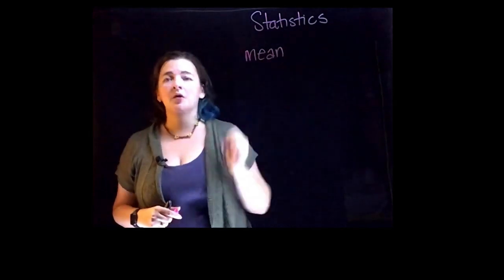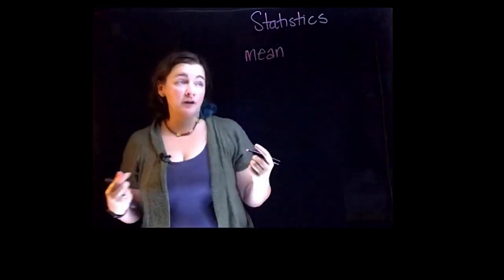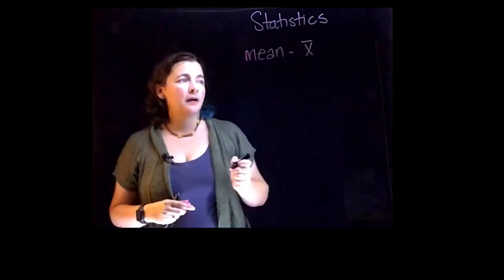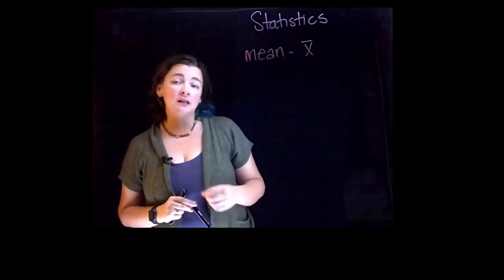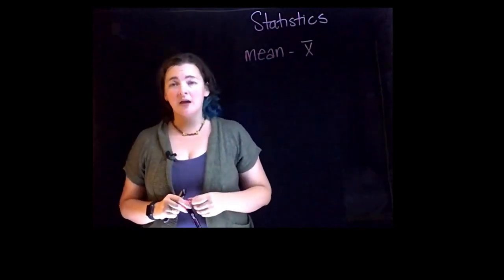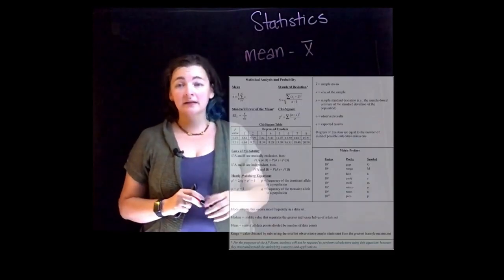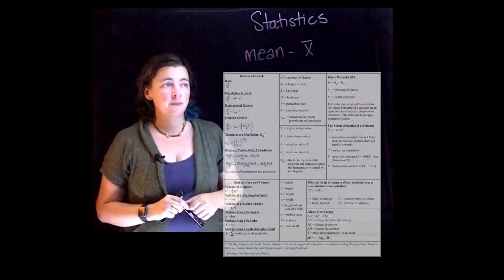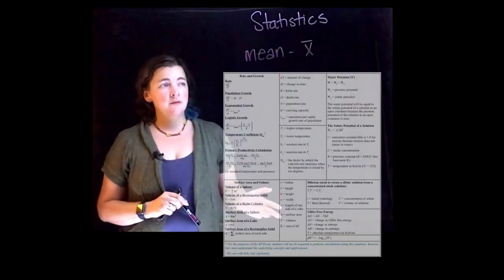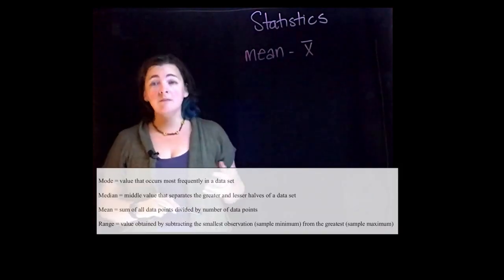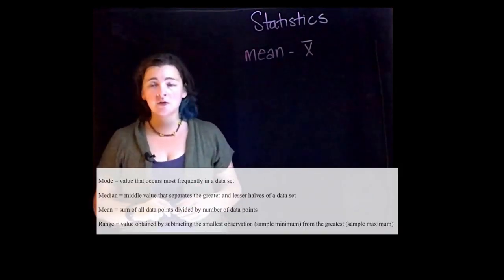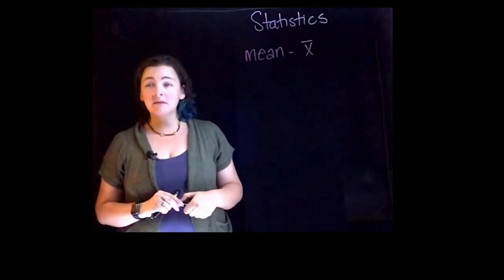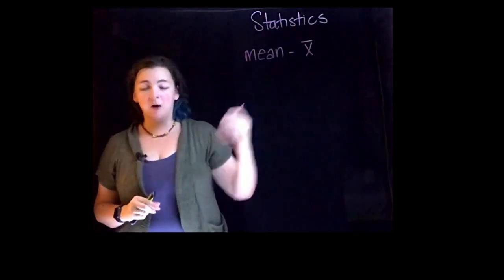So mean is going to be the average, and we often represent mean as x bar. You're going to have an equation sheet that's available to you to utilize during the AP exam. It is a double-sided formula sheet. This is the front side. This is the back. Mean, median, mode is all defined on here for you, but let's just go over it real quick so that we have a quick reminder. So mean is often represented by x bar.